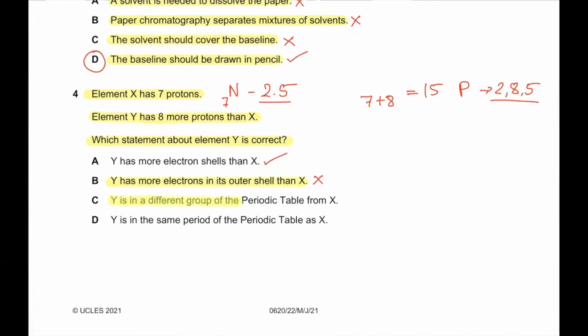Y is in a different group of the periodic table. No, since they have a similar amount of outer shell electrons, they're in the same group. Y is in the same period of the periodic table. No, Y is in the 3rd period, so definitely not correct. So 4A is the correct answer.